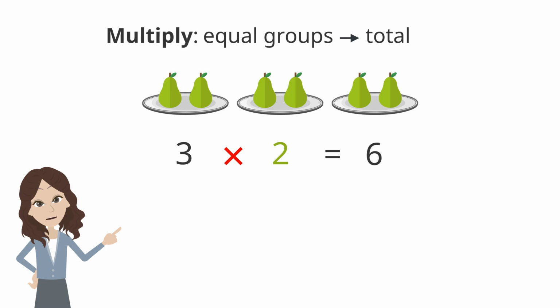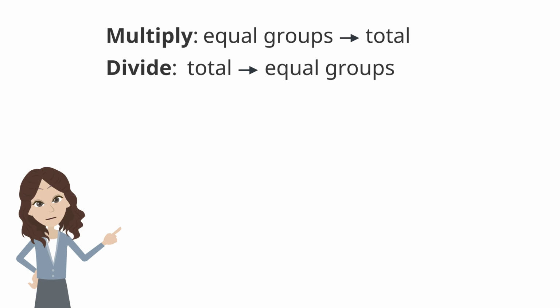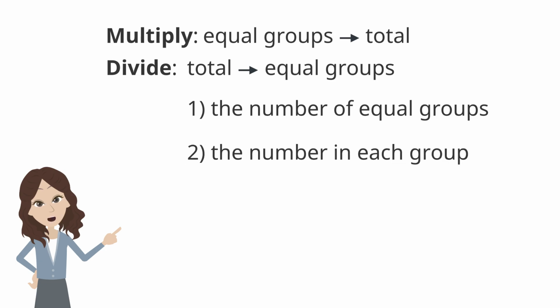Multiplication helps us find the total when we know the number of equal groups and how many are in each group. Now, what if we know the total and want to share it into equal groups? That's when we use division. We divide to share the total into equal groups. We can divide to find the number of equal groups, or the number in each group. Let's look at an example of how we can divide to find how many equal groups there are.